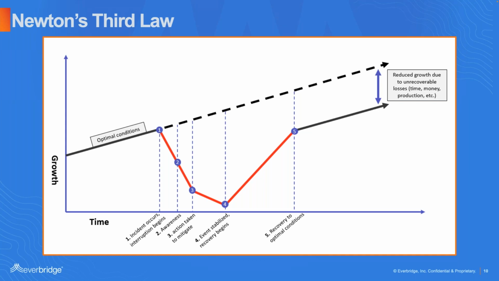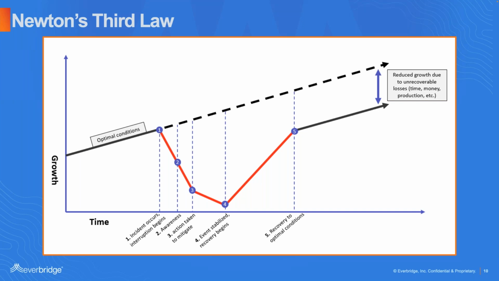So as this progresses, we end up at step 5 where we recover to optimal conditions. But even when we do that, there's still a gap between where we were and where we are now. So every time we have to take action, every time an incident influences the organization, there's a certain amount of lost productivity, lost revenue that we're going to incur.